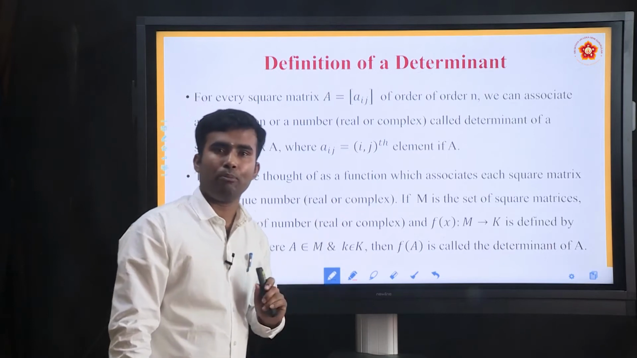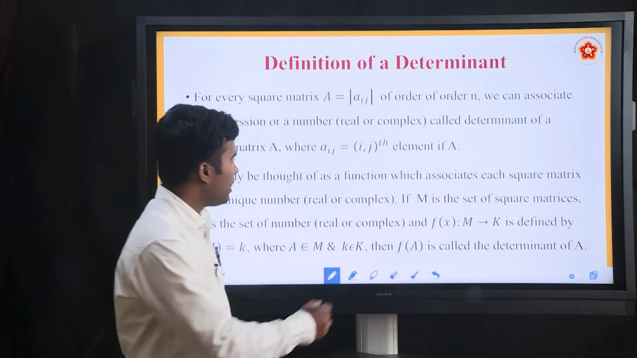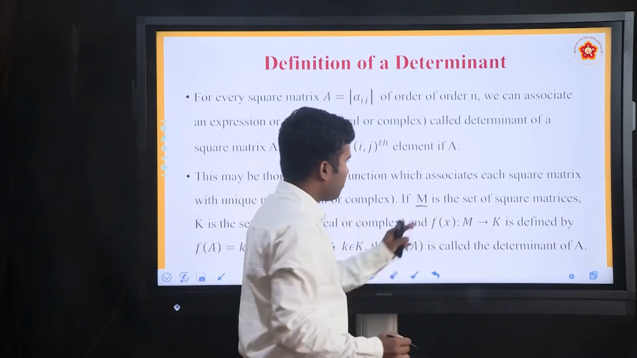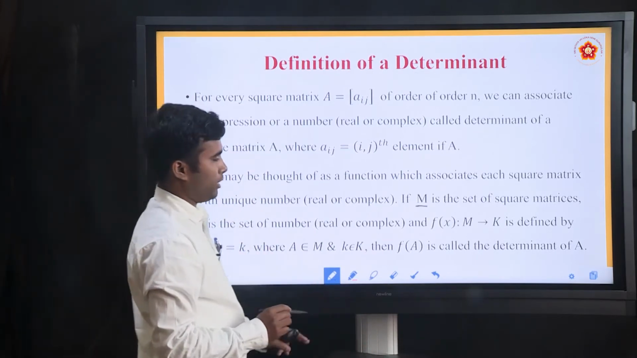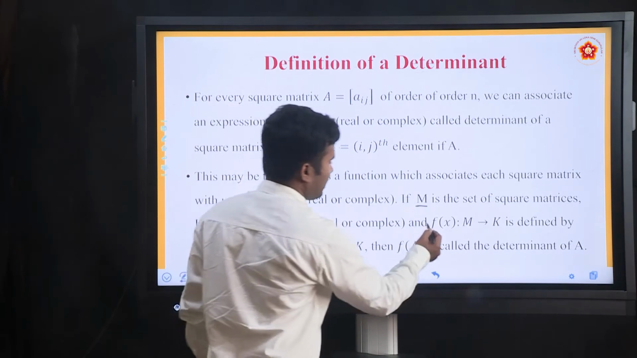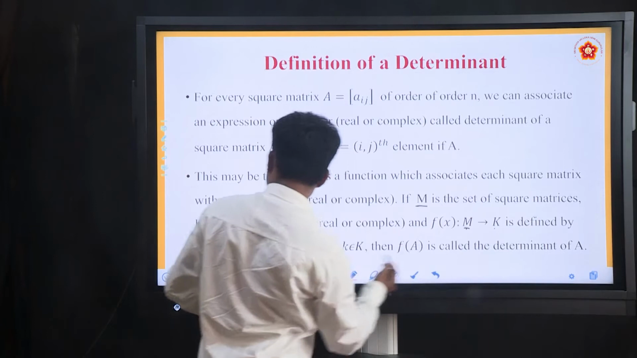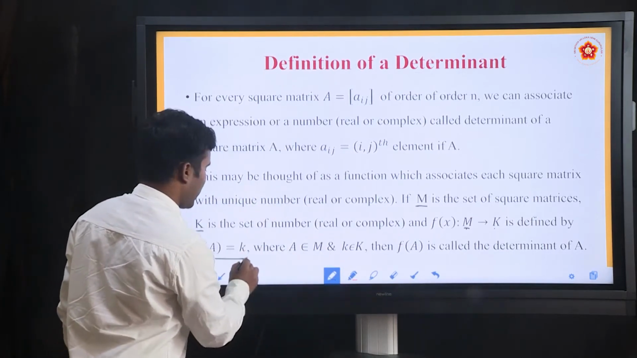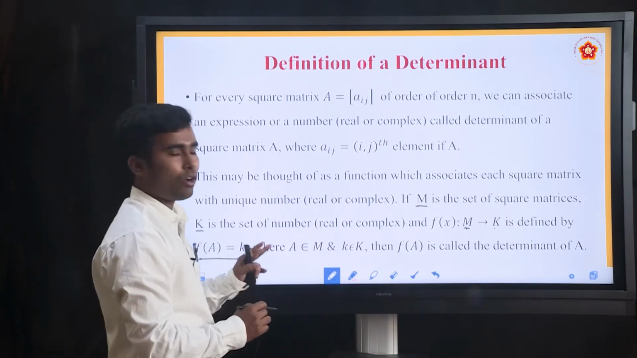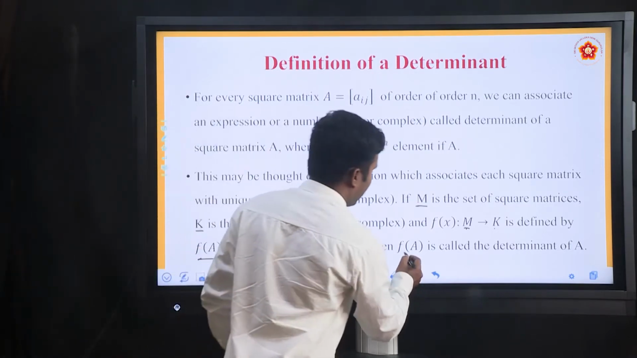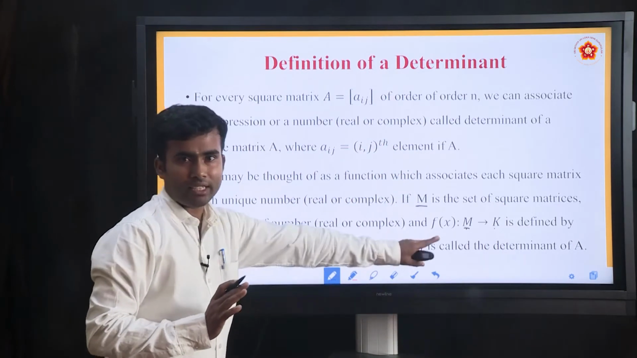And also we can define this as a function. See, here I have taken M, where M is the set of square matrices and K is the set of real numbers or complex numbers. Okay. For this I can define a function from M to K, defined as the function f of A is equal to k. That means, for every square matrix which is associated with a real number or a complex number, we can call it f of A as what? The determinant of matrix A, where A is a square matrix.